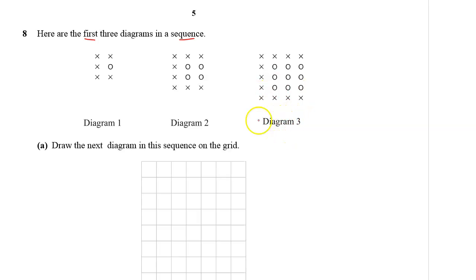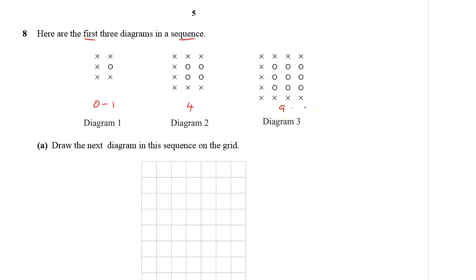You can see the sequence. The first diagram has got 5 crosses and 1 knot. The second diagram has got 4 knots and 8 crosses, and so on and so forth. Part A, we have to draw the next diagram in this sequence on the grid. You see the knots have increased from 1 to 4 to 9.